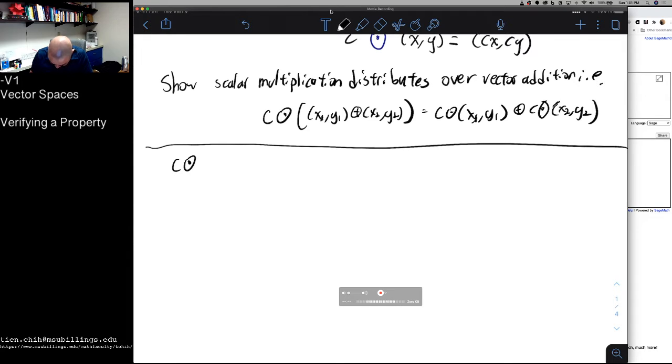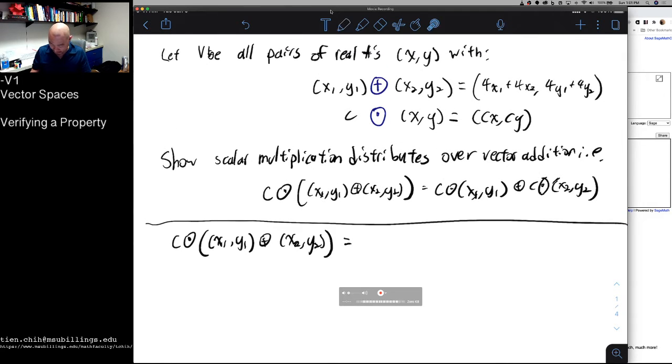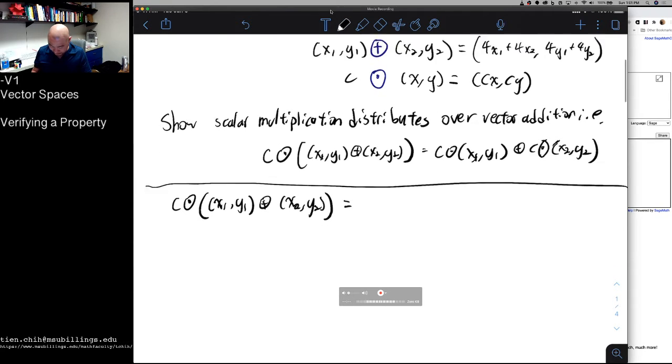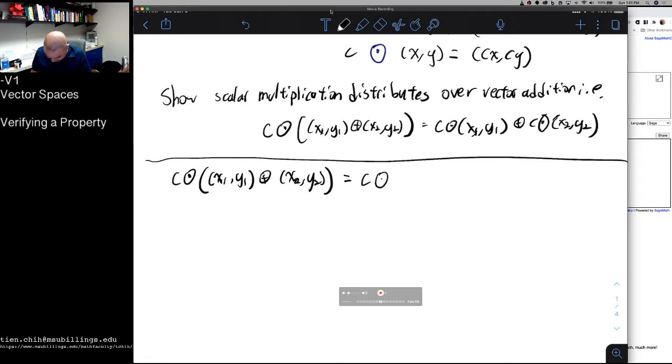We have c product ((x1, y1) sum (x2, y2)). On the left-hand side, what we want to do is evaluate what's inside the parentheses first. And so by the definition of our sum, we can go ahead and rewrite that to be c product (4x1 plus 4x2, comma 4y1 plus 4y2).